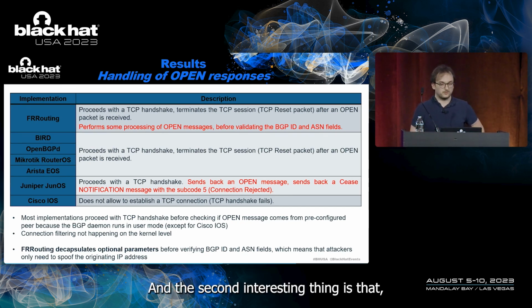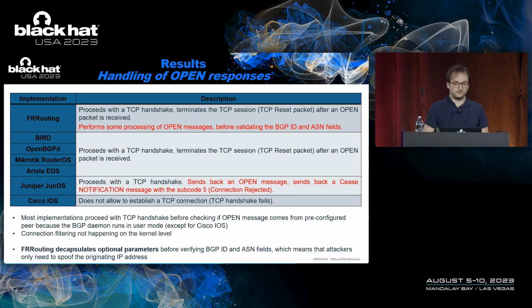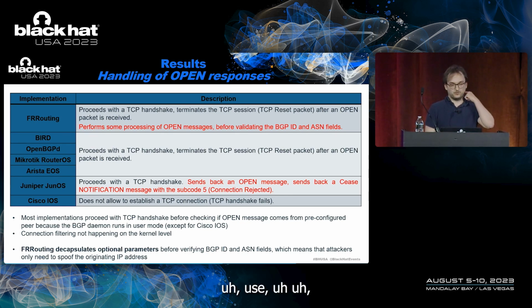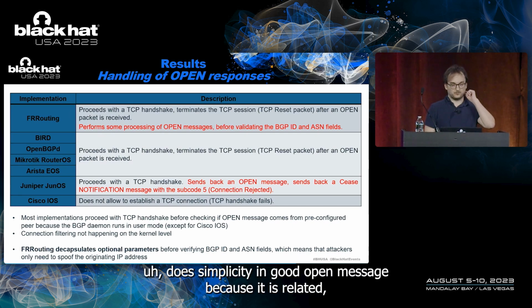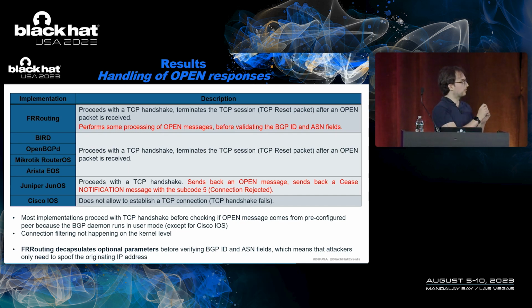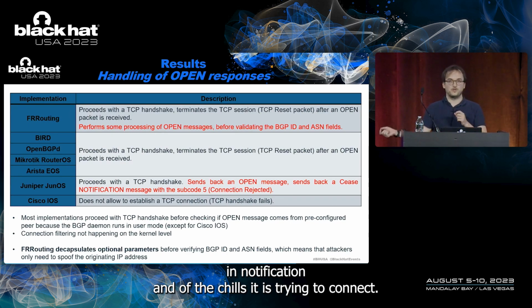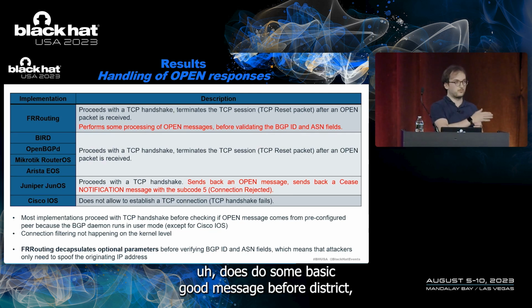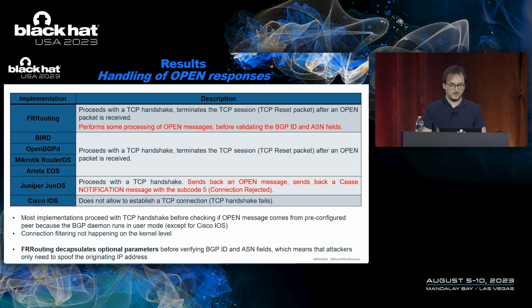And the second interesting thing is that the particular implementation called FR routing does some processing of the open message before the peer is validated, because in the open message you have specific fields that allow for the identification of the peer that is trying to connect, but FR routing does do some parsing of the open message before this check.